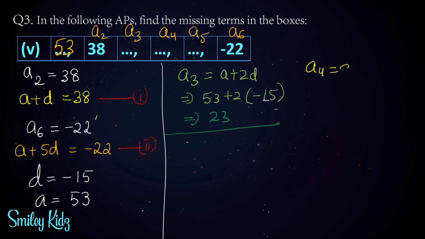Then let's see for A4. A4 is equal to A plus 3D. Then what is the value of A? It's 53 plus 3 into minus 15. Now it's going to be 53 minus 45, which is 8.